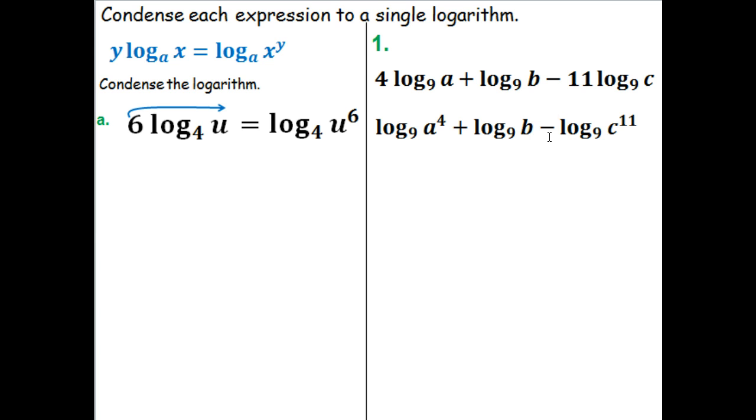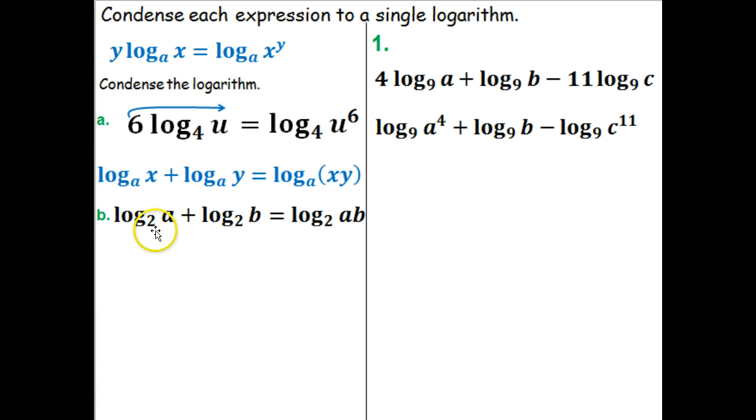Okay, the second step here is going to be, let's see, we've got an addition here and a subtraction. We'll just work left to right. So this is an addition sign here. Here's our rule: if it has the same base, and this one does, they're both base 9, then what we can do if it's addition is we just multiply these two together. This is going to be x times y.